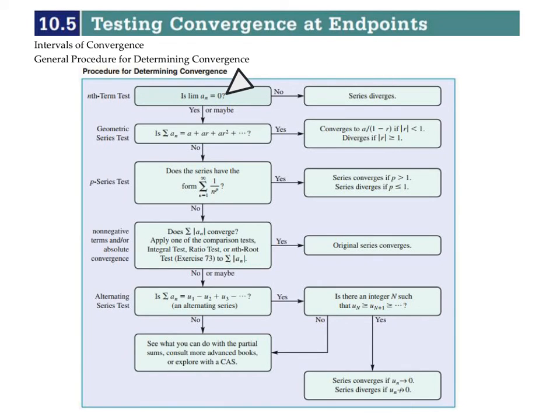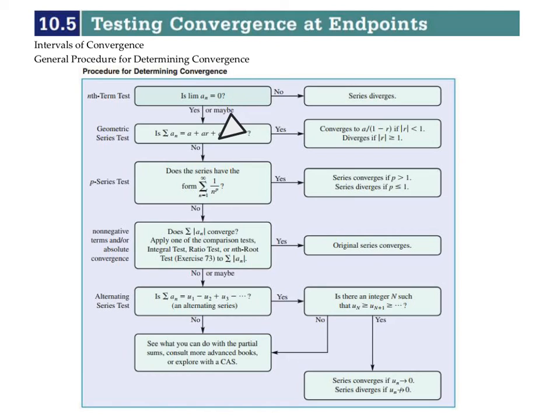If the limit of the nth term is 0, or you're not sure, maybe it's 0, next thing look at, hey, is that a geometric series? Well, then I can just say that if the absolute value of r is less than 1, it converges to a over 1 minus r, and if the absolute value of r is greater than or equal to 1, it diverges. All right, so suppose that it's not a geometric series.